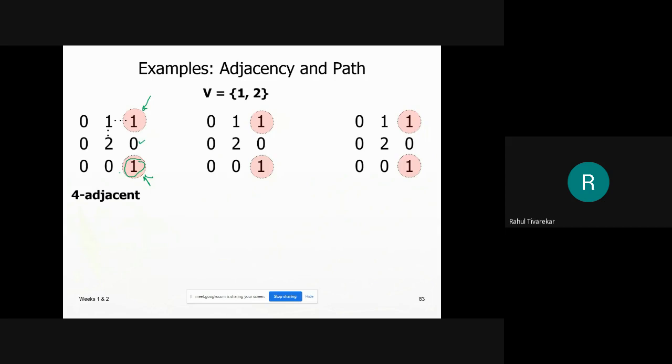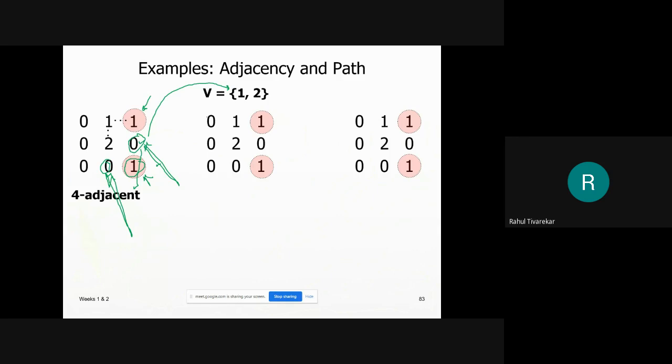Four neighbors of this pixel is this, and some pixel, if available on this side, it might also be four adjacent. One pixel on the bottom would also be four adjacent, but there are no pixels, so only these two, this 0 and this 0. These are the only four neighbors. But if you observe, these four neighbors are 0 and 0, and these zeros are not available in the given set V. Hence, we cannot consider those zeros as a part of a path.